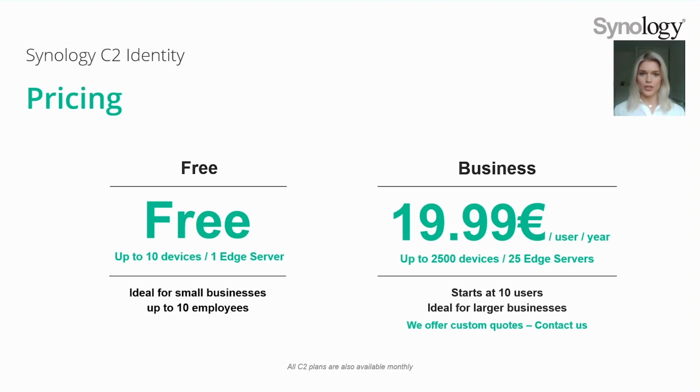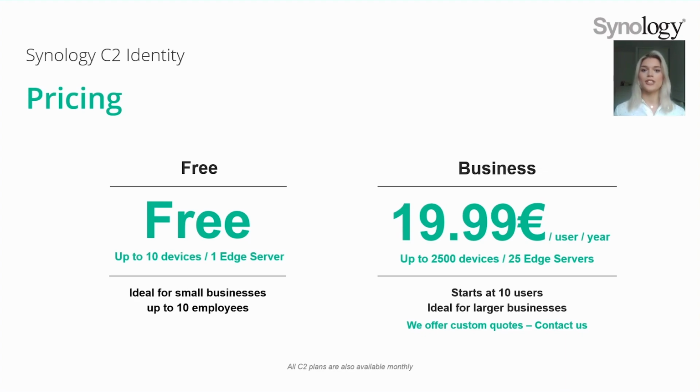For the larger companies that want to go further, we provide a license system. The business plan is €19.99 per user per year, and it is possible to support up to 2,500 devices and 25 edge servers. Don't forget that it's still possible to use the free plan for trial to test if the service meets your needs before deployment, and we are sure it will. Moreover, we provide custom quotes, so if you or your clients are interested in C2, please contact us at the mail address that will be provided to you at the end of this presentation.